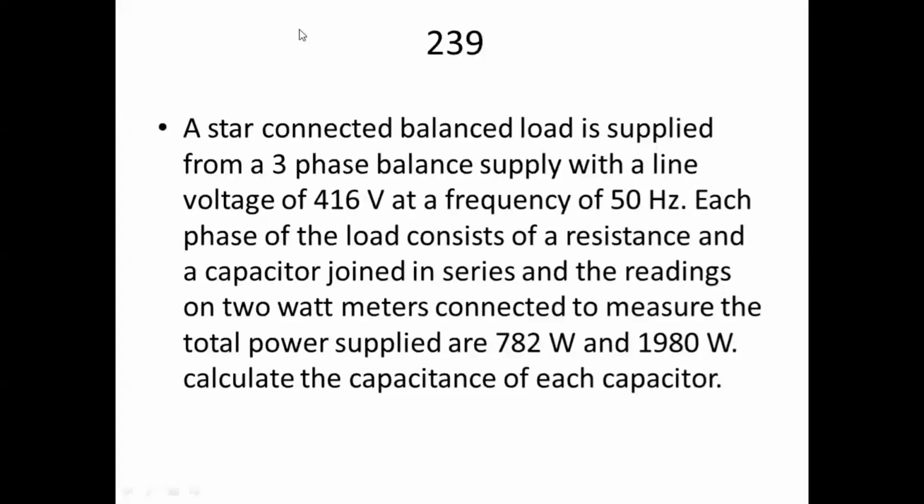The last is number 39. The question is: a star-connected balanced load is supplied from a 3-phase balanced supply with a line voltage of 416 volts at a frequency of 50 Hz. Each phase of the load consists of a resistance and a capacitor joined in series, and the readings on 2 wattmeters connected to measure the total power supplied are 782 watts and 1,980 watts. Calculate the capacitance of each capacitor.